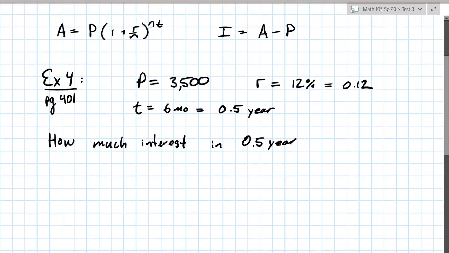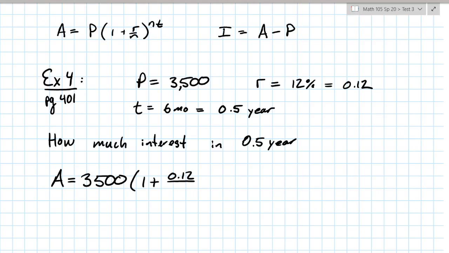First, we're going to use the compound interest formula to find out how much amount has accumulated, and then we'll use the interest formula to see how much that was in interest. So compound interest says 3,500 times 1 plus our interest rate divided by the number of times per year this compounds. It says that we are compounding monthly, so we'll add that to our list. n is the number of times we compound per year, so n is 12.